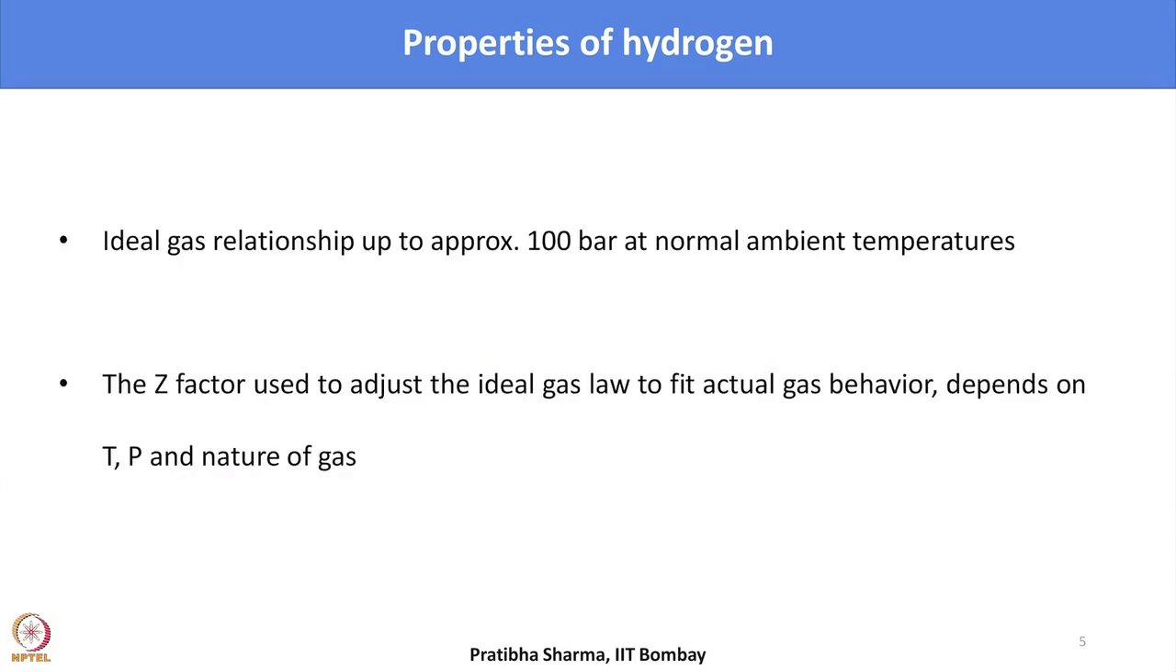as such requires a catalyst. If we look at hydrogen, in that case the ideal gas relationship holds till a particular pressure under ambient temperature, till say 100 bars. However, deviation from the ideal gas behavior occurs, and this can be accounted for by the use of a factor which is known as the compressibility factor.